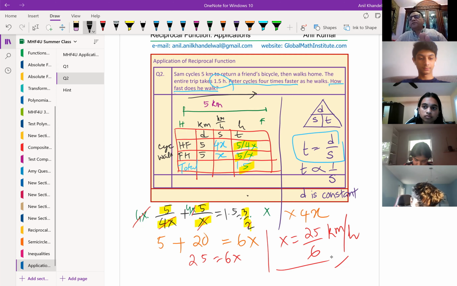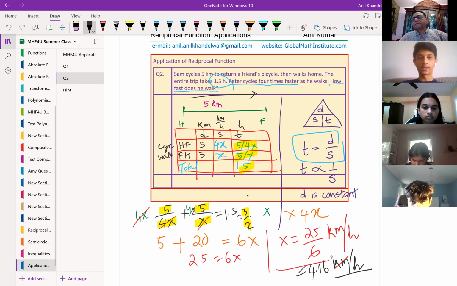Simple equation to solve. Multiply everything by 4x, get rid of the denominator, solve, and you get your solution. x is 25 by 6, and then you calculate your answer. 4 point something you will get, right? So just do 25 divided by 6, which is 4.16. So you can say 4.16 kilometers per hour. Is that clear?